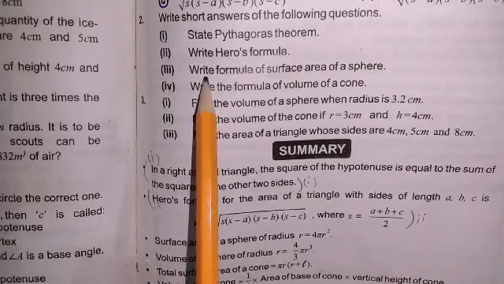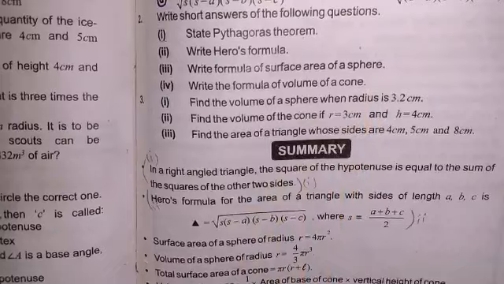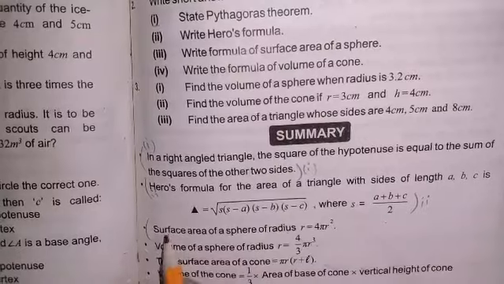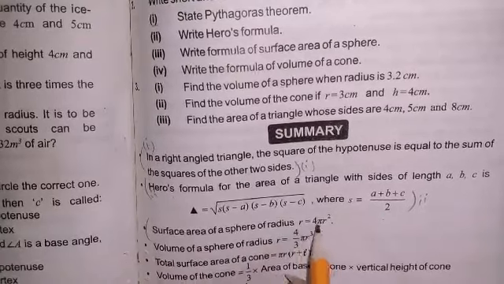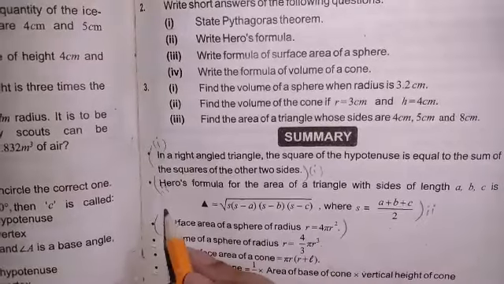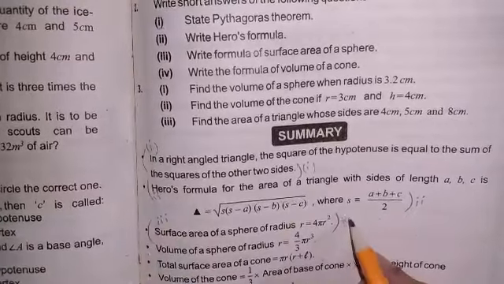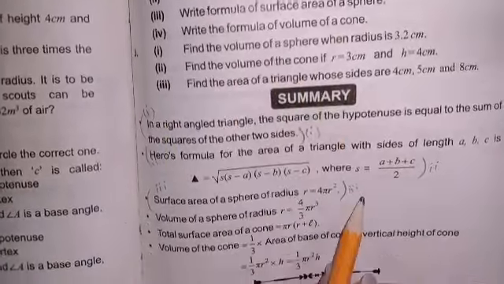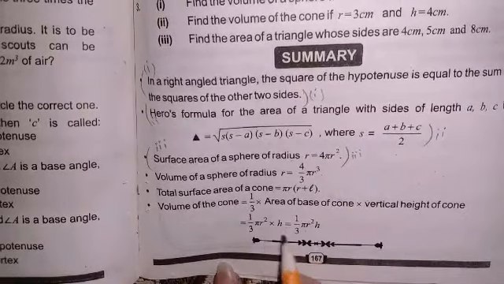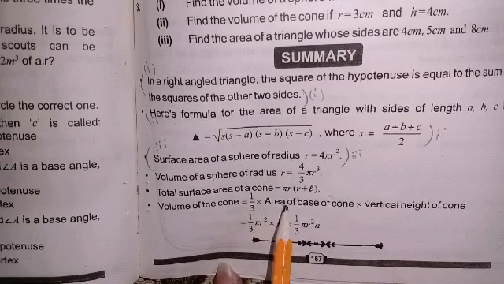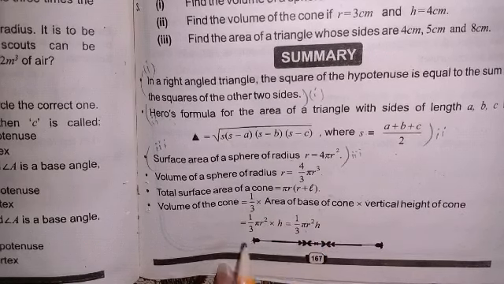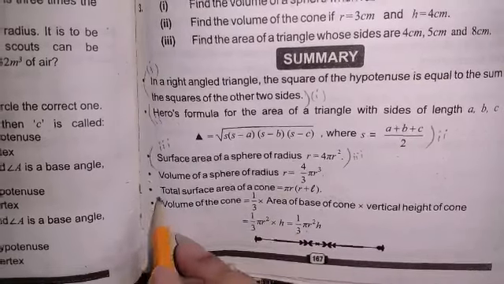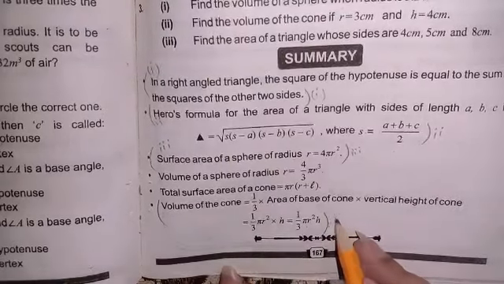Now students, our third question is: write the formula of surface area of a sphere. Here is the answer of part 3. Surface area of a sphere of radius r is equal to 4 pi r square. This is the answer of our part 3. Now students, our fourth question is: write the formula of volume of a cone. Its answer is at the end of the summary points. Volume of cone is equal to 1 over 3 into area of base of cone into vertical height of cone, that is 1 over 3 pi r square into h, which is 1 over 3 pi r square h. This is the answer of our question number 4.